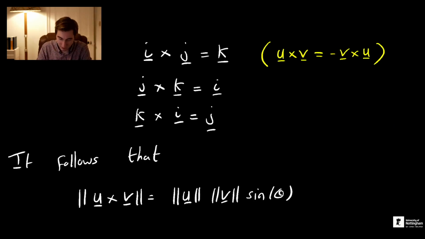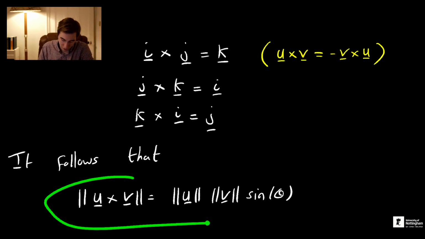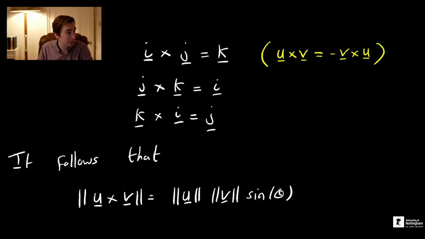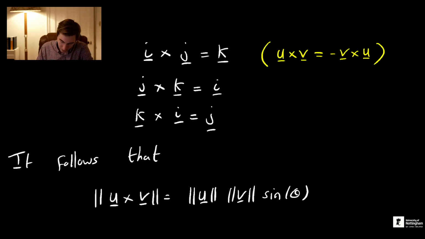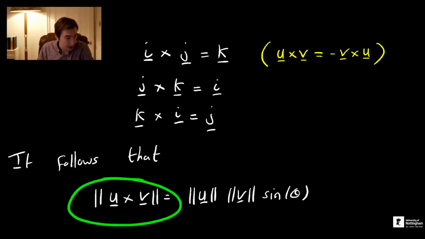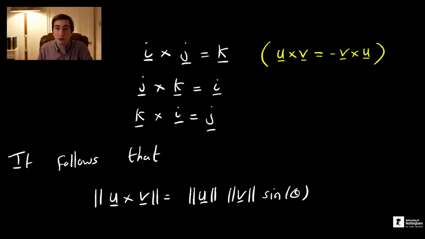Because previously we had this term n here, but if we take the norm of n, because n was orthonormal, it equals 1. So the norm of this whole thing is equal to this. Why is that useful? Well, it turns out this thing here is the area spanned by a parallelogram constructed out of u and v.